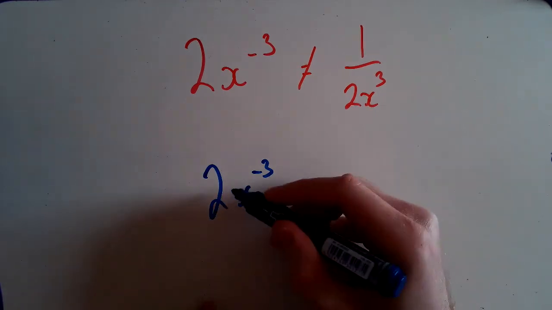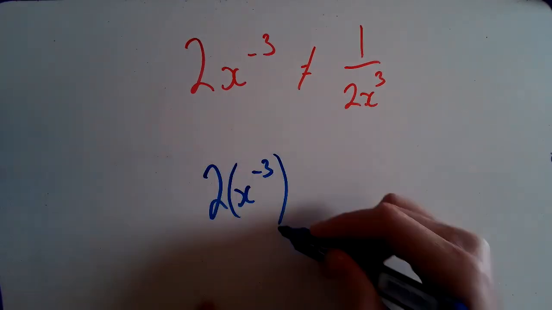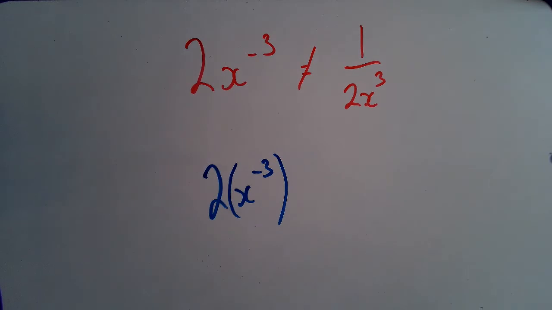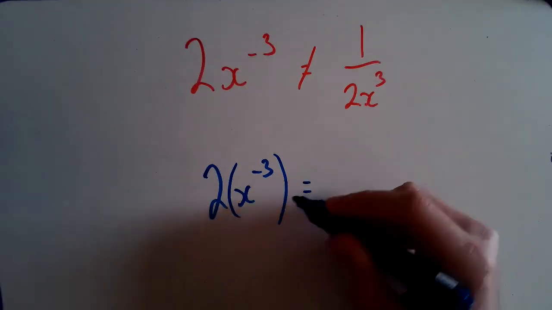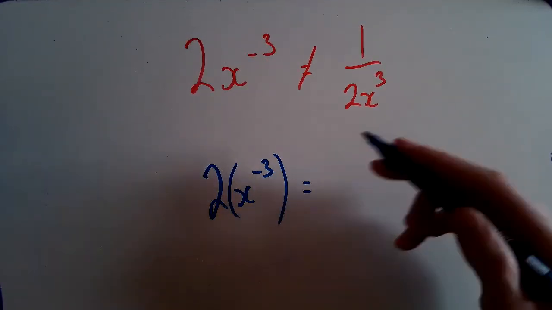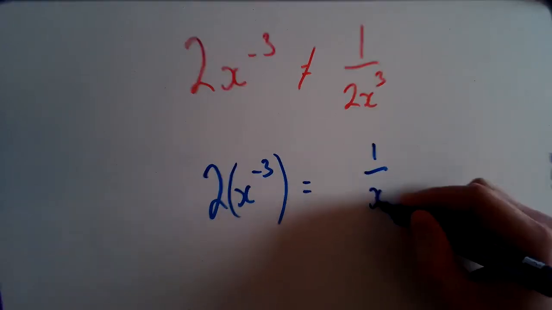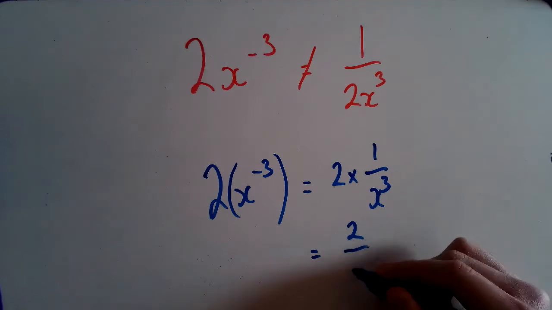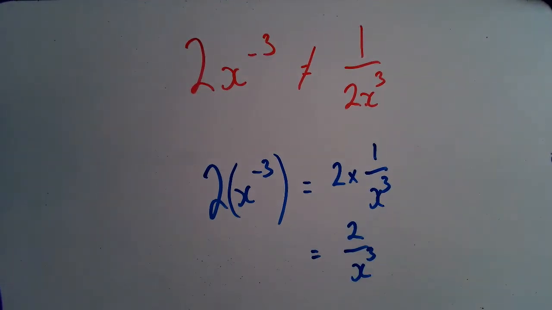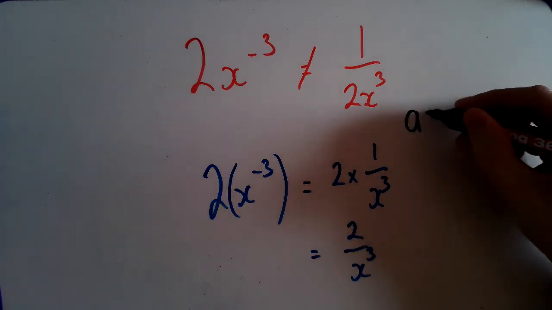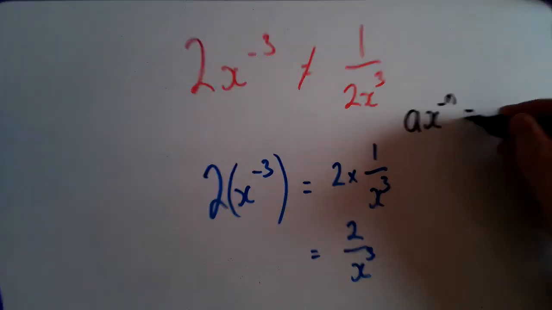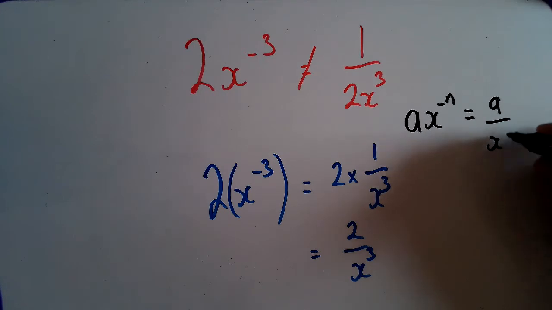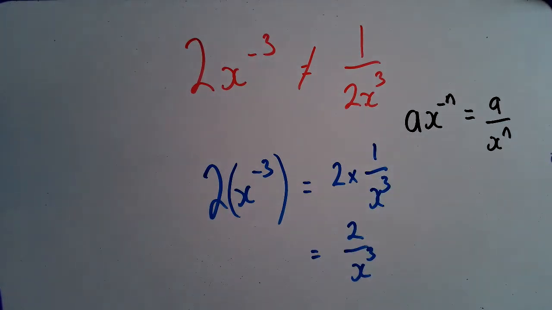Well, look here, the 2 is kind of separate. I do the power before I times. So I'm going to deal with that power first. So x to the minus 3 is 1 over x cubed. Then I'm going to times that by 2. So that's going to give me 2 over x cubed. So the rule is x to the minus n is 1 over x to the n. The number stays on the top.